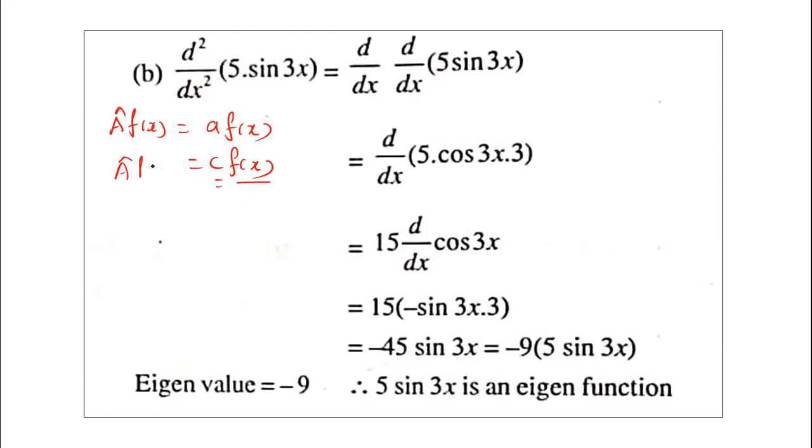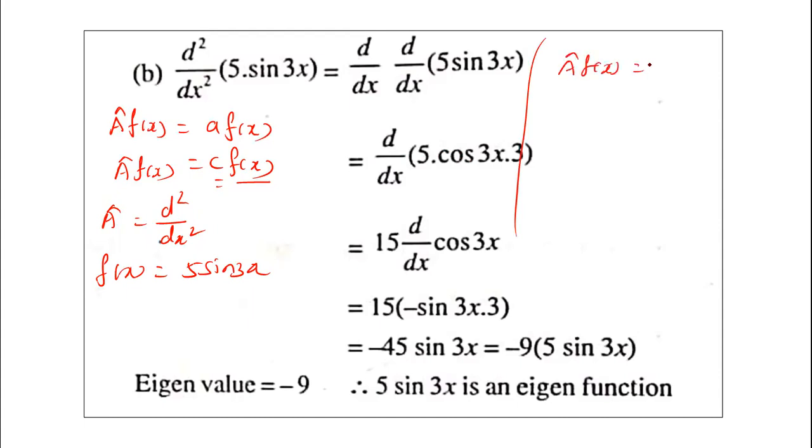So we can now apply this to this problem. In this problem, operator A is equal to d square upon dx square, and f of x is equal to 5 sine 3x. Let us try to solve this. Operator A on f of x is d square upon dx square acting on 5 sine 3x.